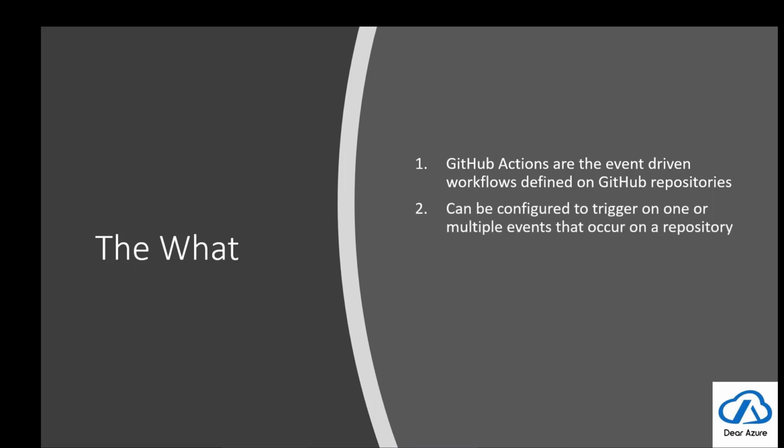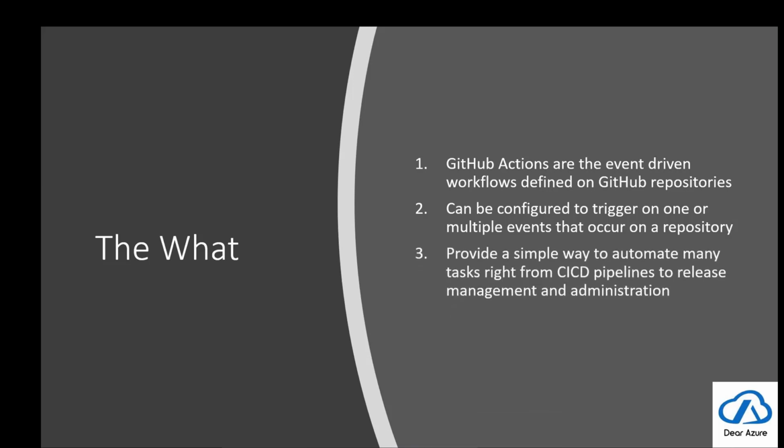And basically, GitHub Actions can be configured to run on one or multiple events that occur on a repository. For example, we can create a GitHub action which runs when a push is done on a particular repository. For example, when an admin pushes code into the main branch, or we can configure the same workflow to run when a pull request is created from a feature branch to a particular main branch. So one workflow can be triggered by multiple events that can occur on a repository.